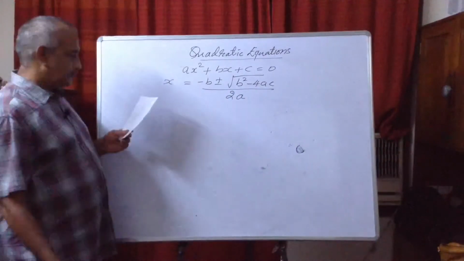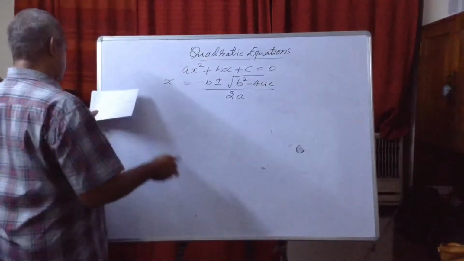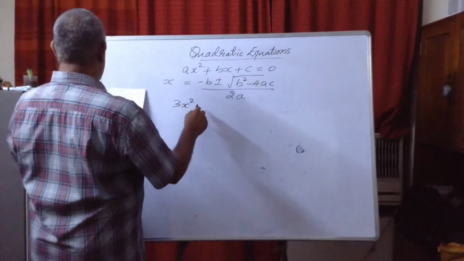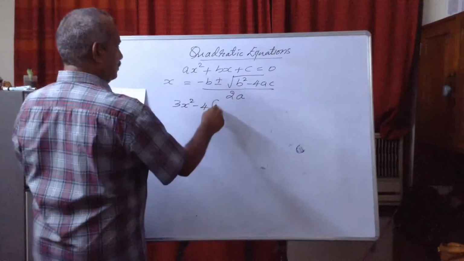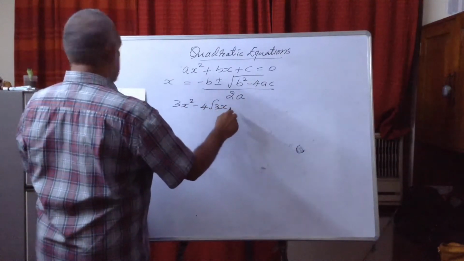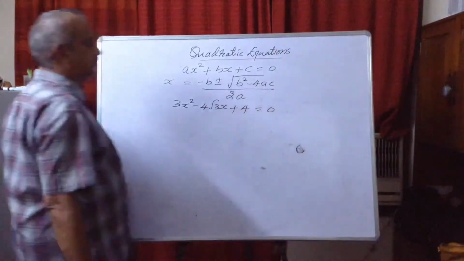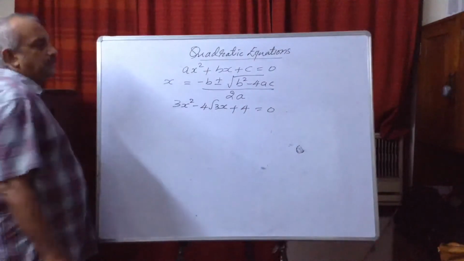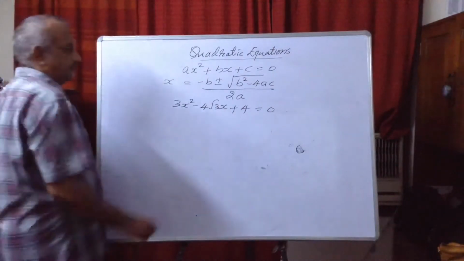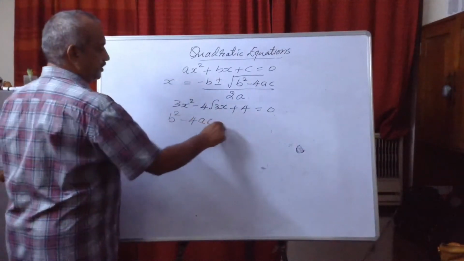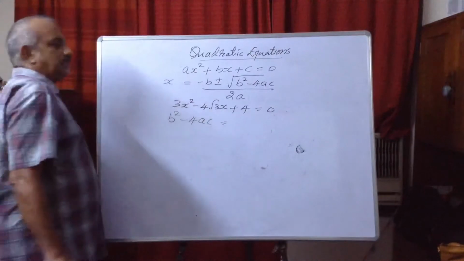Say, let us do one question. Say 3x square minus 4 root 3x plus 4 is equal to 0. Using the quadratic formula, we will find the root of this one. So first we will find out b square minus 4ac. This is also called the discriminant.